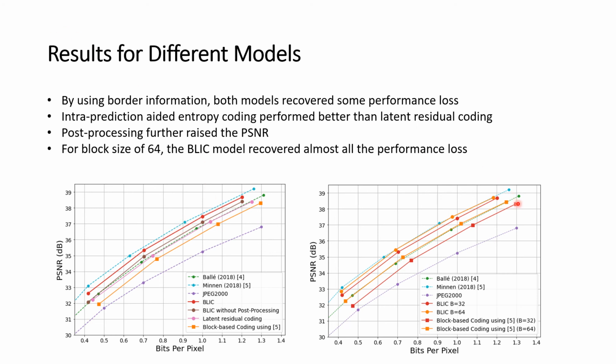Here we compare the performance of different block sizes. Both the model with a block size of 64 and a block size of 32 benefited from having the border prediction. And especially for the block size of 64, the BLIC model recovers almost all the performance loss and has the same performance as coding the entire image directly.